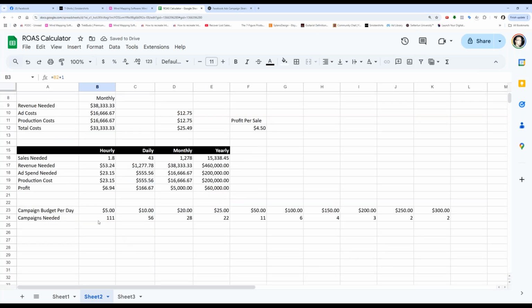And then I said this. Okay, my campaign budget per day is $5. How many campaigns do I need to spend this amount? 111. That is difficult to manage. That's a lot. Okay. If you're spending that much per day, you want to be somewhere over here at $25 per day on 22 campaigns or $50 per day on 11 campaigns. It's a little bit easier to manage that. You can start here and you can raise that budget to 10, to 20, to 25, to 50, to 100. And then if you're at this target spend with $100 per day, you need 6 campaigns to do that. That's what this sheet will show you.